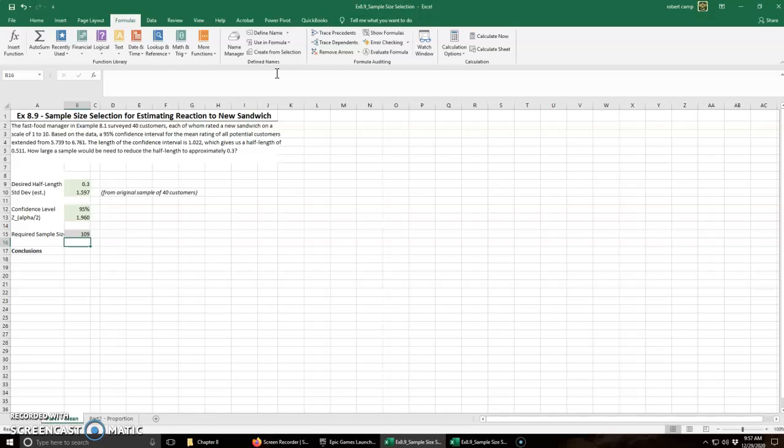Even more customers would give us an even shorter half length and make the data even more accurate, but of course it's going to cost more money to do this. Every time that we add people to a survey, it's going to cost more.